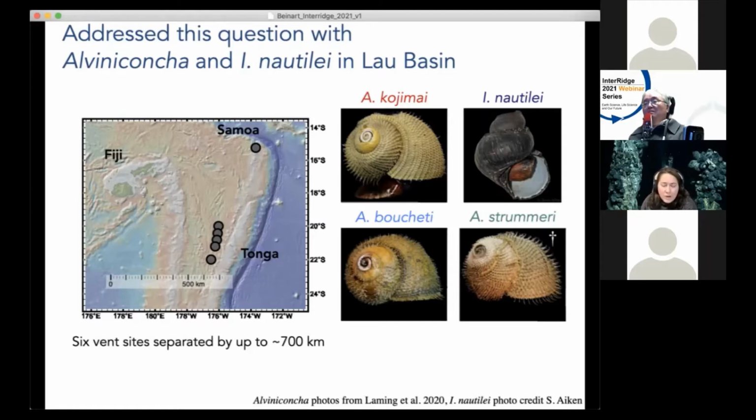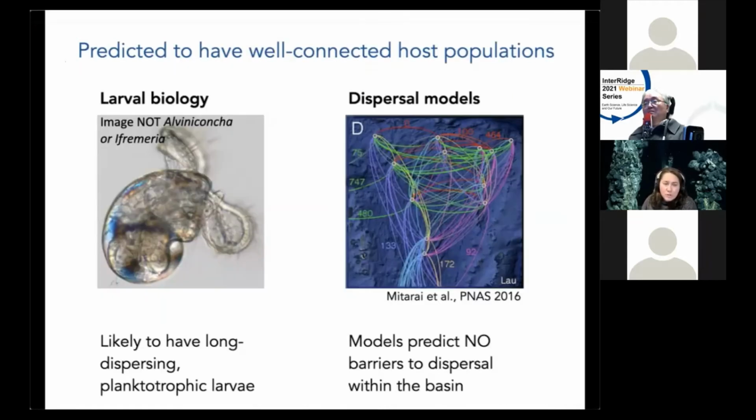And so this is a great place to look at the relative contribution of the host genetics and environment for a couple different reasons. First is that for the host, this is an area that's predicted to have well-connected host populations. And so based on what's known about the larval biology of Alviniconcha and Ifremeria, which is not much, and so that's why I have an image of another gastropod larvae here, not of Alviniconcha or Ifremeria, because they're not particularly well studied. We believe that these animals are likely to have long dispersing planktotrophic larvae that could disperse long distances.